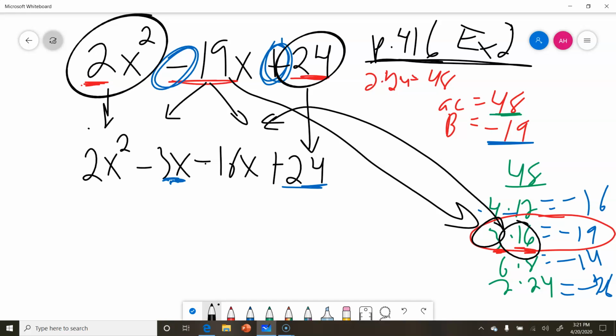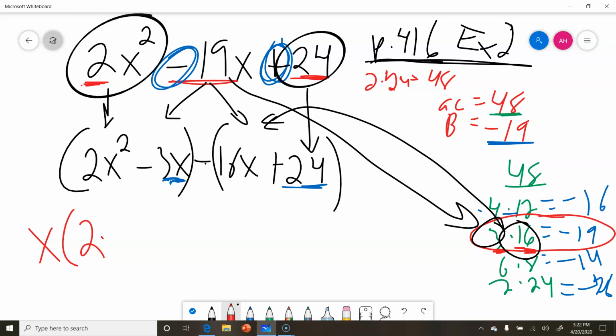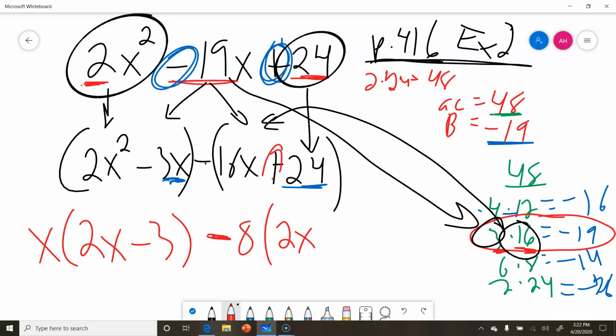But now we just group, and I group these two, and I group these two. Now what can I take out of this first one? Well, I can't take the 2, but I can take an x. So I can take an x out, and I get 2x minus 3. Then out here I can take away an 8 from both, and I get 2x. And then this is tricky. Look, this is a minus, and this is a plus. So I actually need to do a minus, because a minus times a minus is going to give me the plus, minus 3.